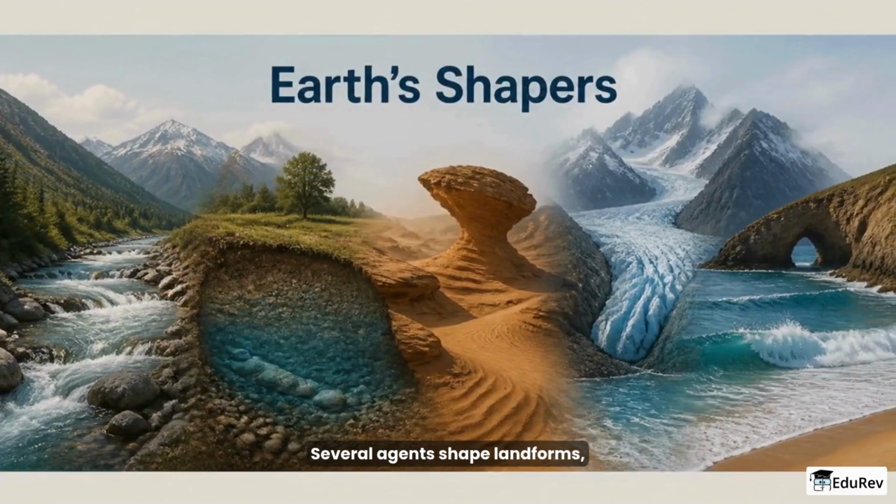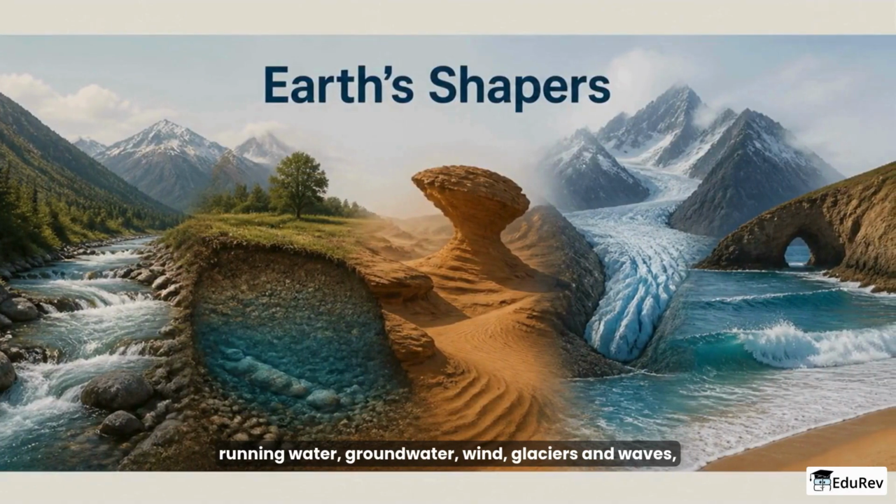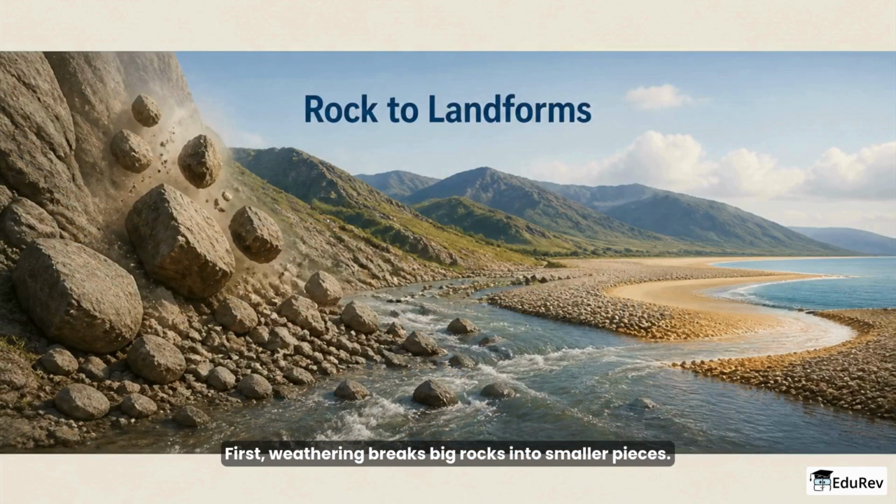Several agents shape landforms: running water, groundwater, wind, glaciers, and waves, each moving rock and soil in different ways over long times. First, weathering breaks big rocks into smaller pieces. Then, geomorphic agents carry these pieces away or drop them, causing erosion and deposition on the surface.